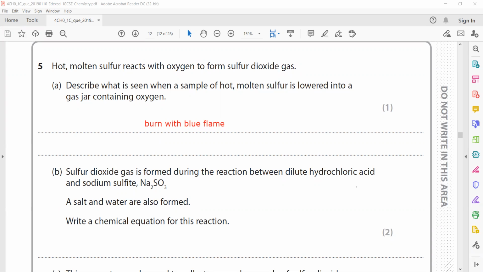So we have sodium thiosulfate, which is Na2S2O3. Sodium thiosulfate reacted with HCl gives a salt. So the salt here will be sodium chloride, plus water, plus sulfur dioxide.